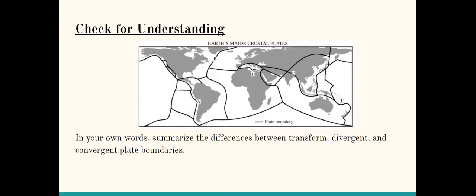Now, just to check for your understanding, in your own words, summarize the differences between transform, divergent, and convergent plate boundaries. I hope you're paying attention. And remember, the difference between these all has to do with how they're interacting and which direction they are moving.